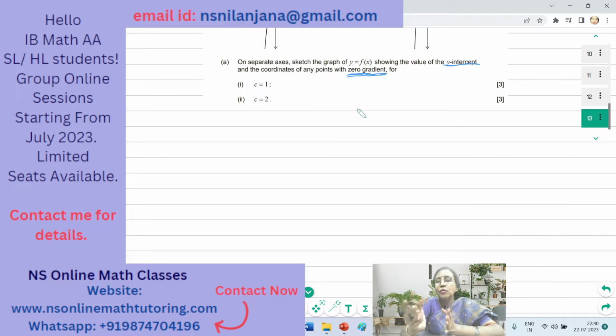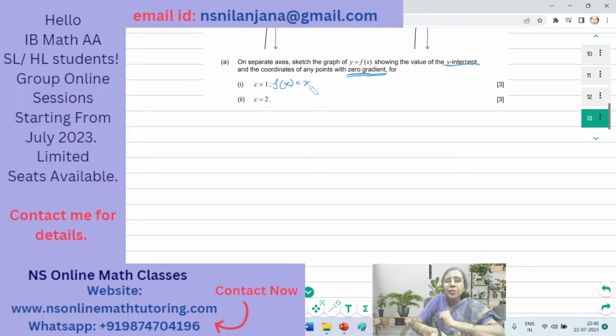So we have to give the value of the y-intercept and the coordinates of any points with the 0 gradient for c equal to 1 and c equal to 2. Each contains 3 marks. We have to sketch the graph, and this is with calculator obviously, so we will be using the calculator. But first of all, we will be writing the expressions.